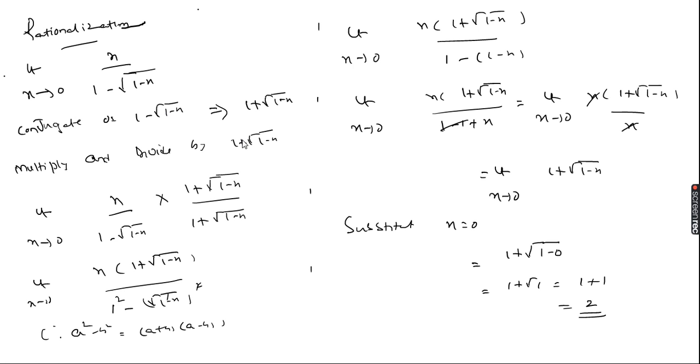And multiply and divide by the conjugate value, and here we are using the formula a square minus b square, that is nothing but a plus b into a minus b, and we simplify, then we get limit x tends to 0, 1 plus root of 1 minus x. We substitute x is equal to 0, then we get 1 plus 1, that is 2.